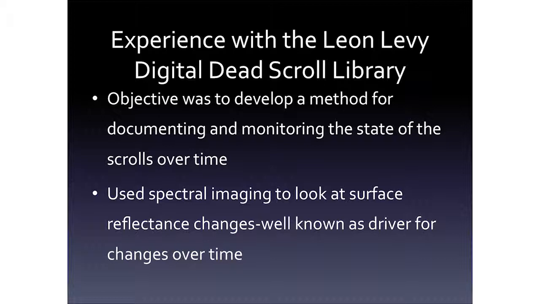And what we decided to do was to use spectral imaging to look at the surface reflectance. The reason for that is that that's the known driver for changes. I'll skip all that, there's tons of slides on it, but we know from work that I did about 20 years ago that this is what makes a lot of ancient texts change from legible to illegible: surface effects.